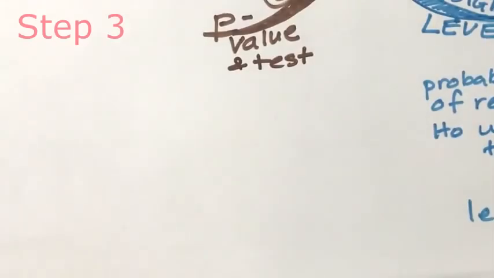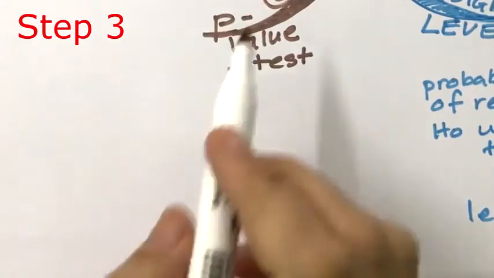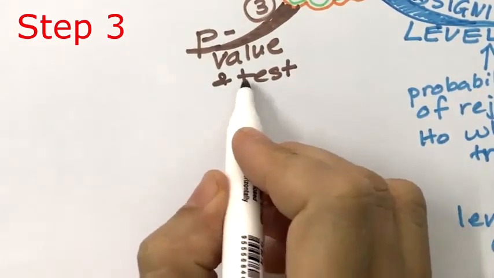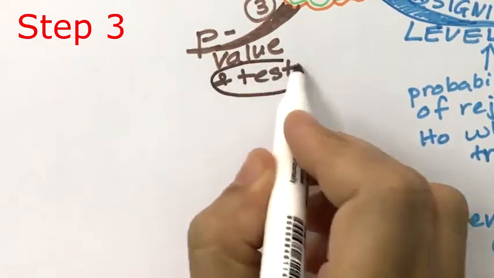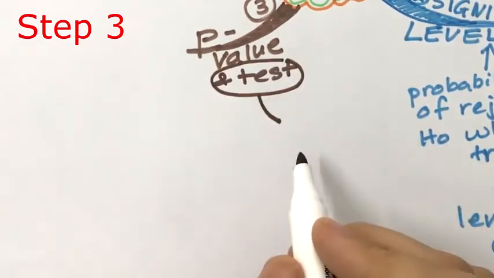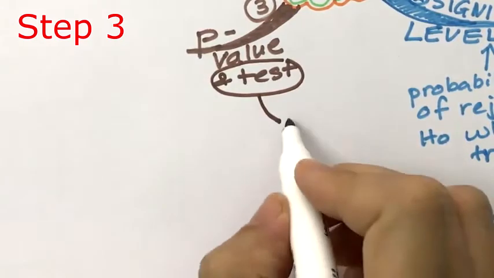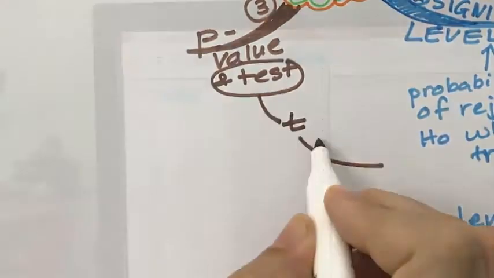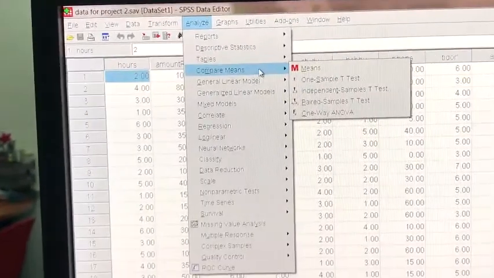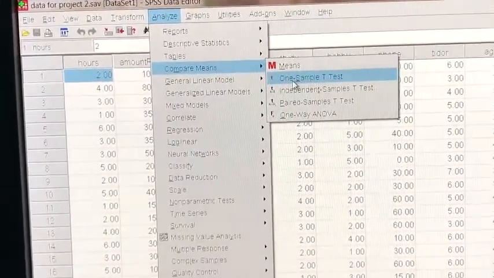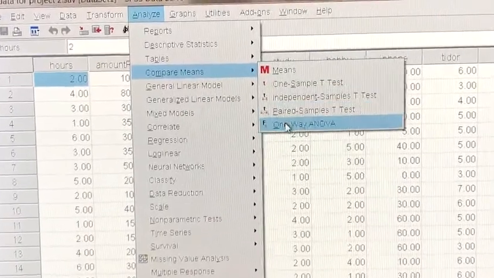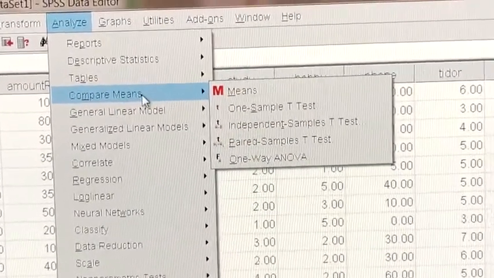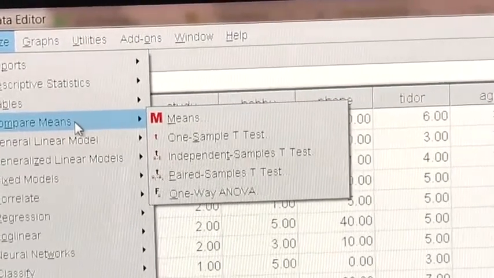Okay, the third step is to compute the p-value. But before we can calculate the p-value, we need to identify the type of statistical test that we will be using. There are actually other tests, chi-square test, z-test, regression test, and so on. The one that we will be discussing here is the t-test.